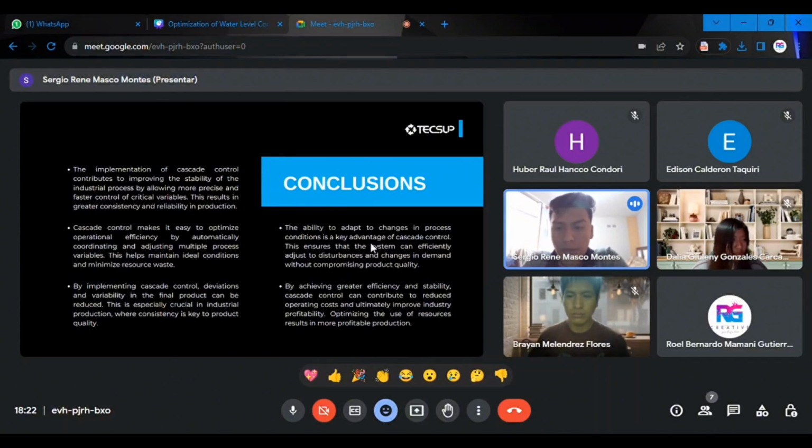The ability to adapt to changes in process conditions is a key advantage of cascade control. This ensures that the system can efficiently adjust to disturbances and changes in demand without compromising product quality. By achieving greater efficiency and stability, cascade control can contribute to reducing operating costs and ultimately improve industry profitability. Optimizing the use of resources results in more profitable production.